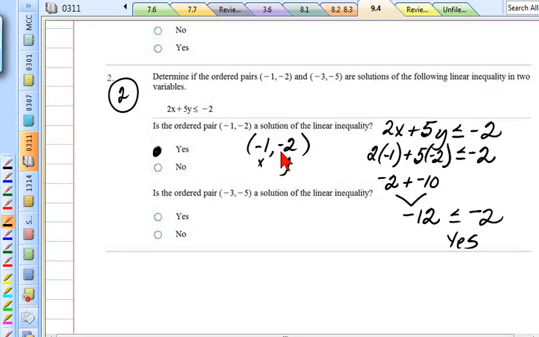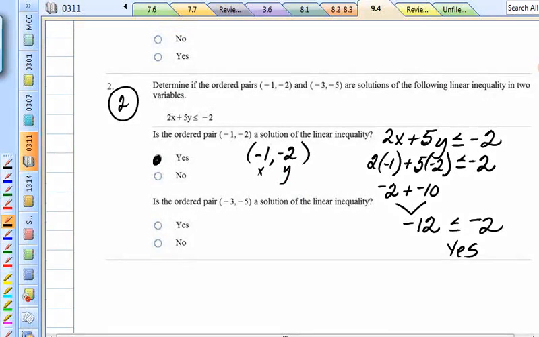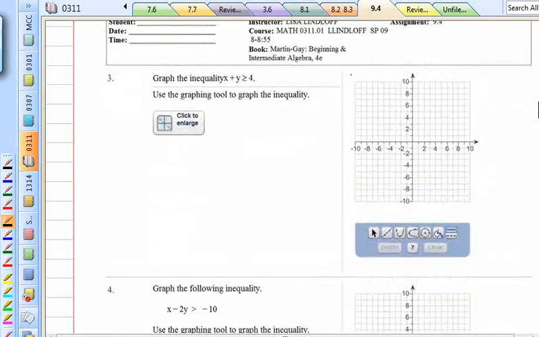Now, the author of your book believes that this is the way you ought to find out which side to shade. Test a point. It works beautifully. But I'm telling you that you really don't have to do that. We're just going to remember that if the statement says greater than, we're going to shade above. And if the statement says less than, we're going to shade below. So, are y'all ready to move on? Understand the testing of points, even though we're not going to use it much. Let's look at problem number 3.